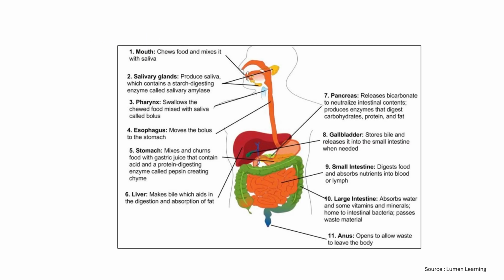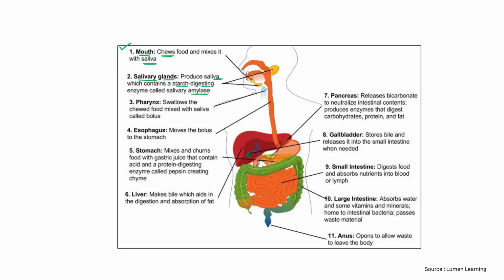Okay, so this is a small chart with which we can very quickly revise all the steps. The first step begins with the mouth, where chewing of the food occurs and saliva is mixed with the food. Salivary glands are present in the mouth, and they produce saliva, which contains a starch-digesting enzyme like amylase, and a little bit of lysozyme also.